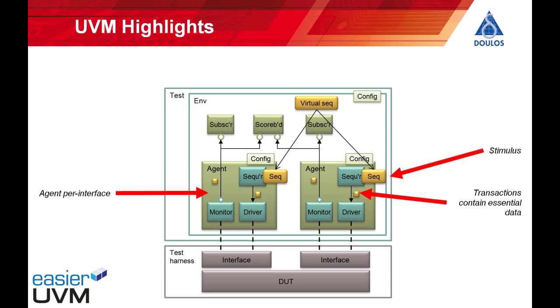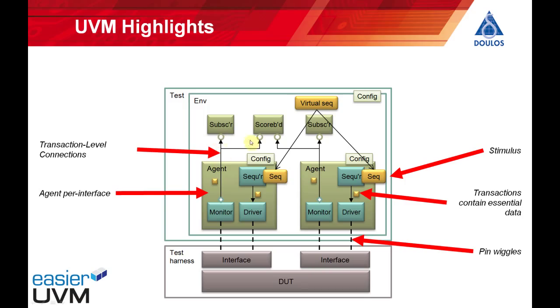The driver gets transactions from the sequence running on the sequencer, and the driver then wiggles pins in the SystemVerilog interface instantiations, and the dashed lines here represent SystemVerilog virtual interfaces. So we'll have virtual interfaces within our UVM classes that refer to actual interface instances within the test harness. The monitor then looks at the pin wiggles, assembles transactions, and sends those transactions off for analysis.